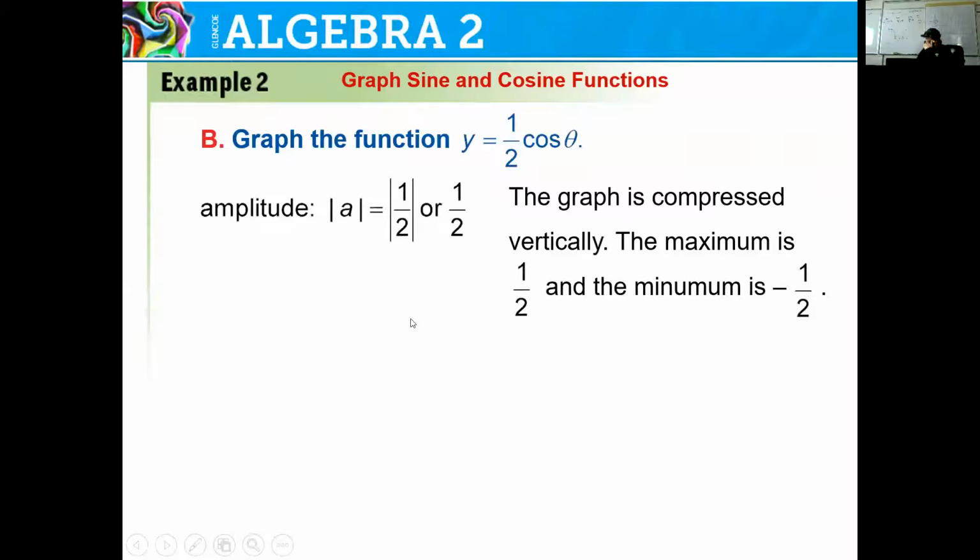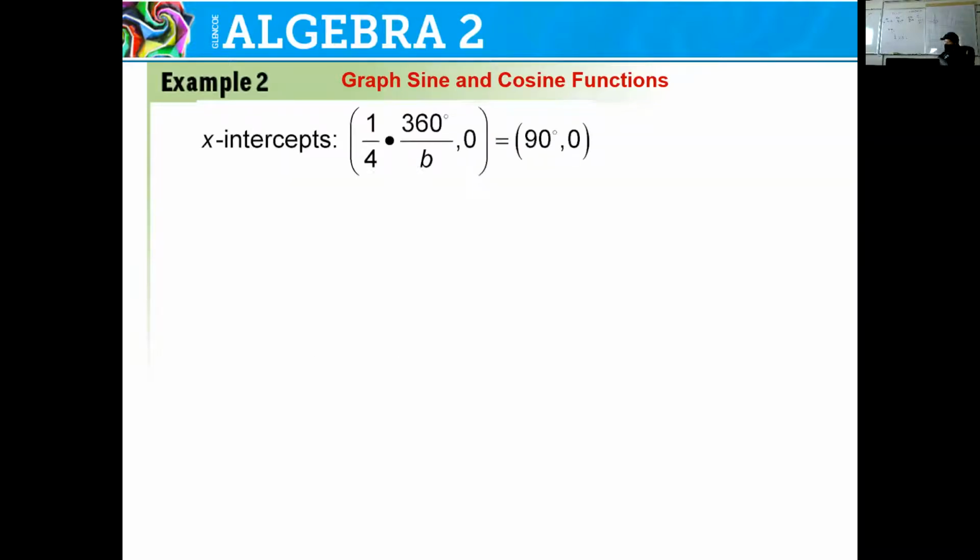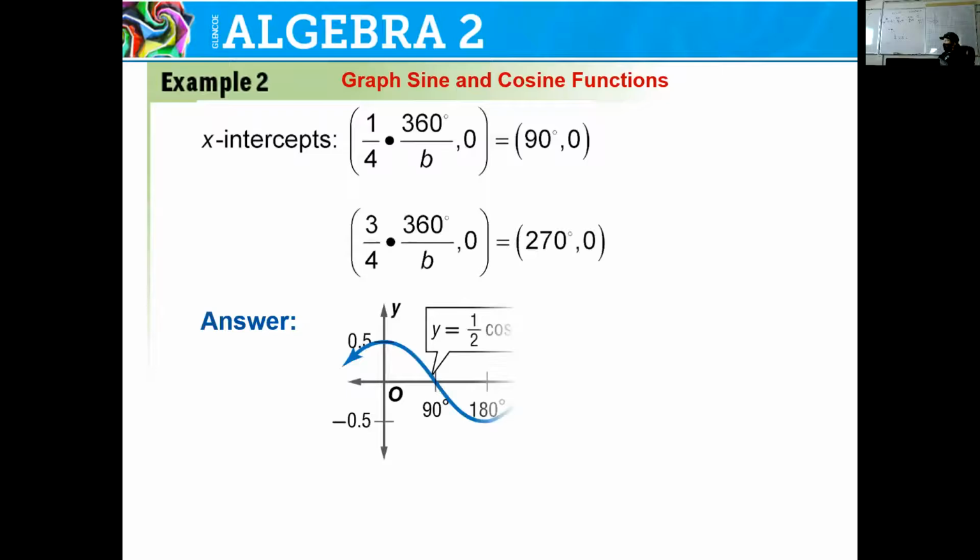Okay, so the graph is compressed vertically, so the maximum is 1/2 and the minimum is -1/2. The period can be found by taking 360 divided by the absolute value of b. The x-intercepts are the location of the critical points. Like I said, if you remember that cosine starts at its maximum, then goes to its midline, to its minimum, to the midline, to the max, and sine starts on the midline and goes maximum, midline, minimum, midline, it's a pretty simple, easy process.